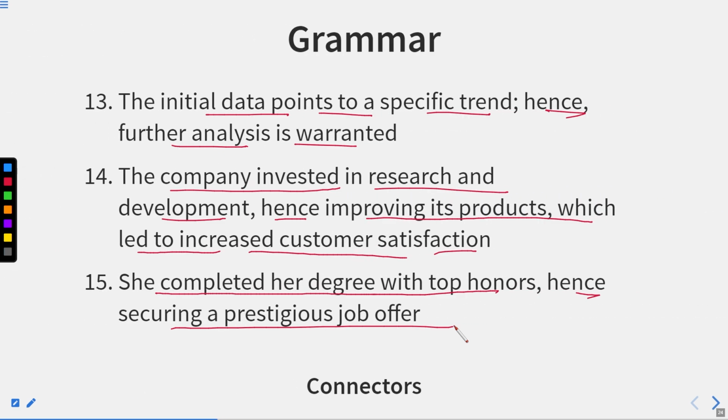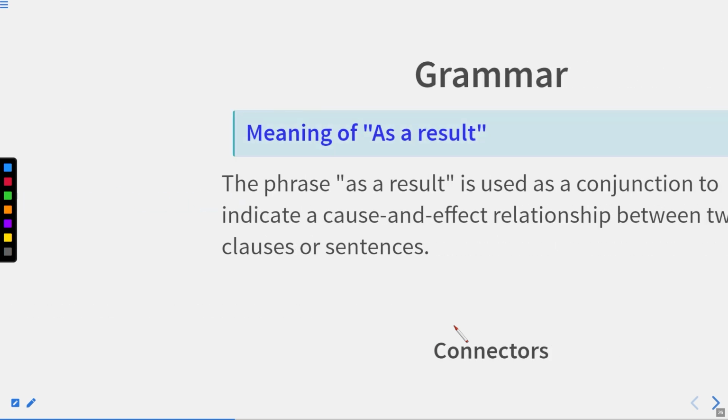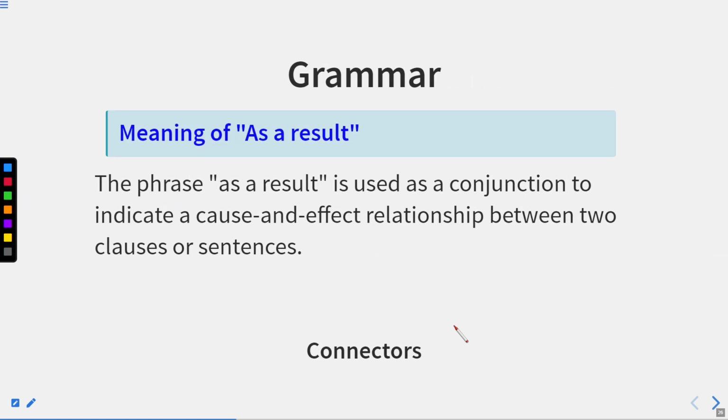So this is how we show the examples of hence, and you must have seen over here that many examples are based on mathematical and scientific parameters, or you can say mathematics or scientific context. Now we'll discuss as a result. This is another connector, which again introduces the clause that contains the result of the conclusion.